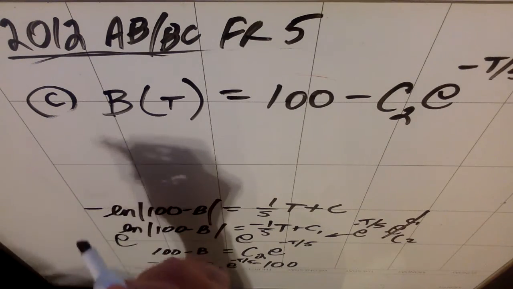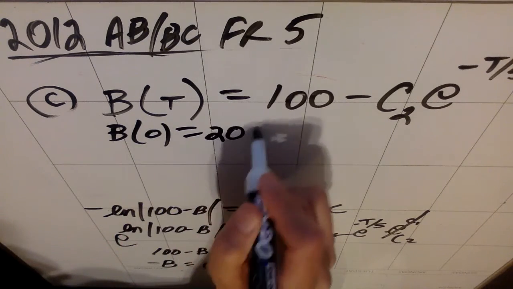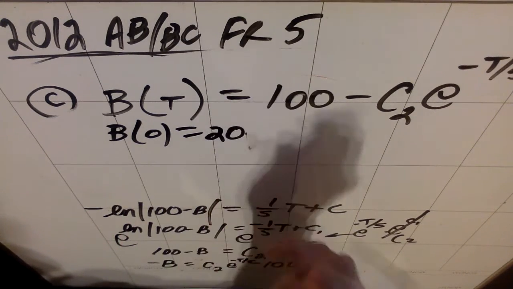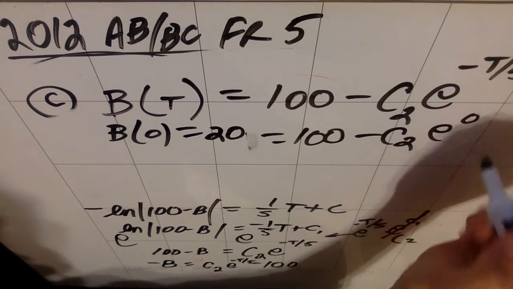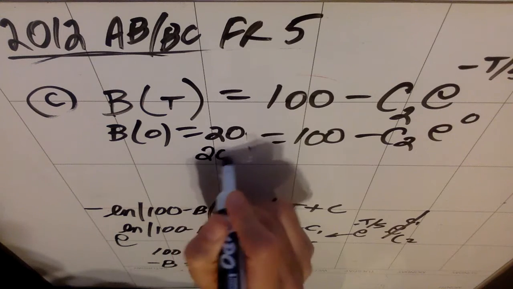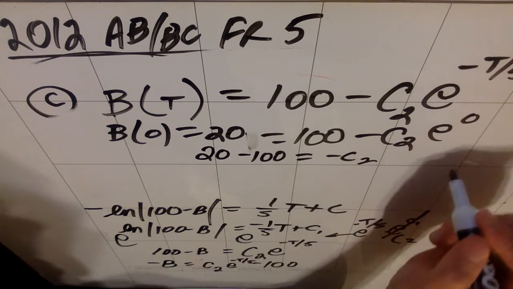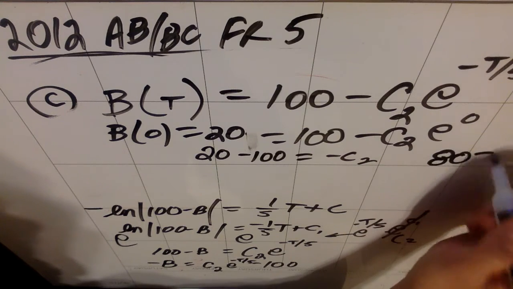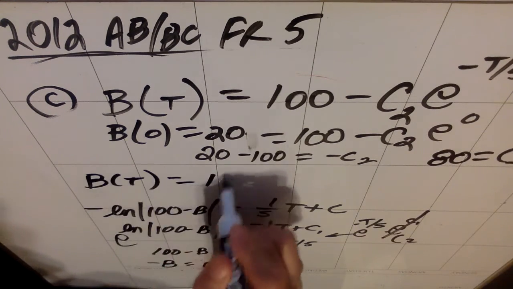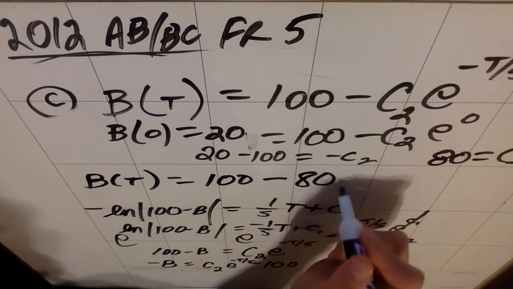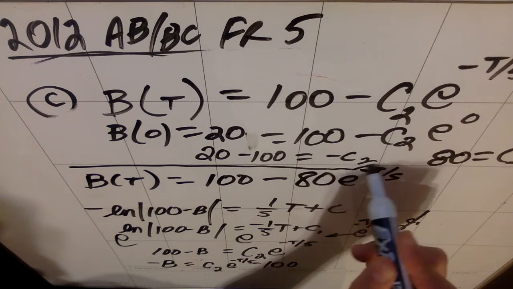I'm now going to go ahead and plug in the fact that b of 0 is 20. So b of 0 is 20. So that's 100 minus c sub 2 e to the 0. So I think I get 20 minus 100 is my negative c sub 2. I think I get an 80 as my c sub 2. So my final answer is b of t equals 100 minus 80 e to the negative t over 5. And that is my final answer.